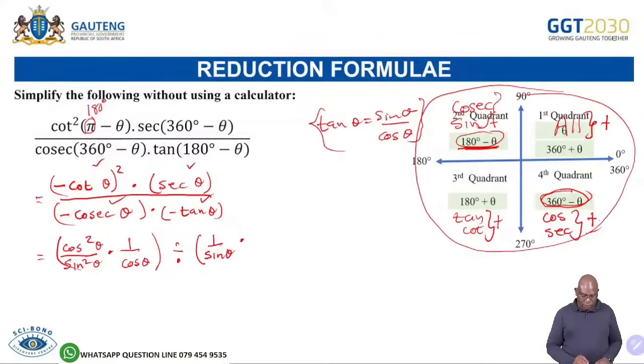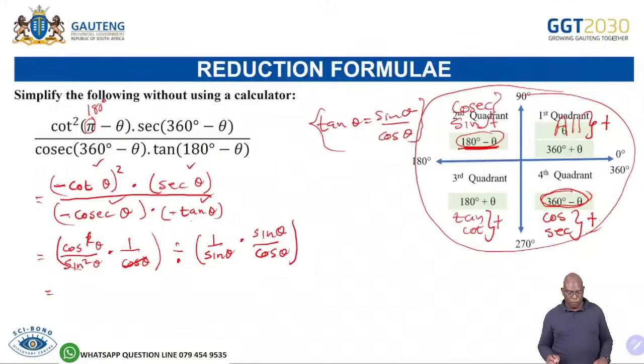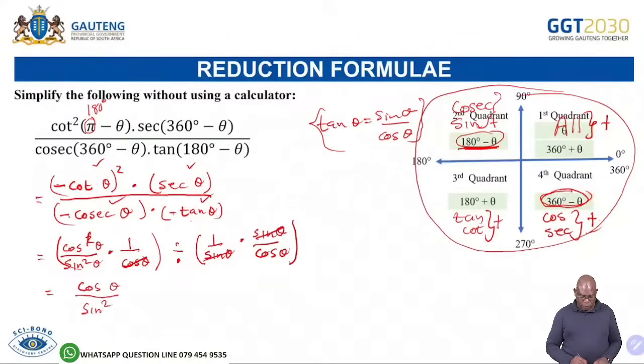Remember, the negative and the negative will give us a positive, but this negative is squared, so it becomes a positive. So everything there is positive. Tangent is going to be sine theta over cos of theta. Right. So in this case, cos and cos out in that bracket, sine and sine out in that bracket. What am I left with here? I'm left with cos of theta over sine squared of theta.